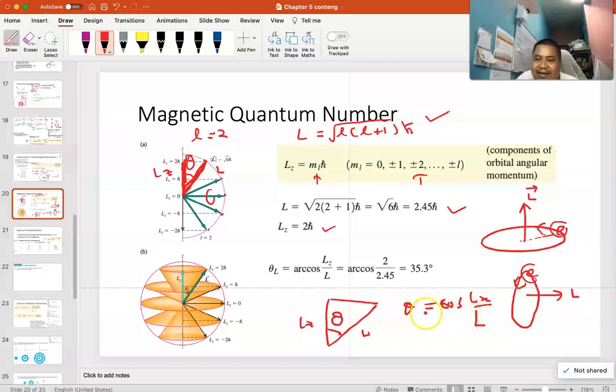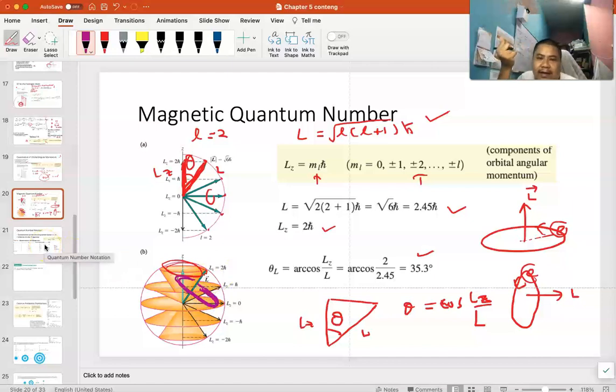Okay, jadi boleh letak LZ sama dengan berapa? LZ sama dengan ML H bar, dan L ni bersamaan dengan, awak boleh ukur lah. Jadi untuk case L sama dengan 2, awak boleh dapat ini, which is 35.3 degree. Dan momentum ni memang dia berputar-putar macam ni. So L bar yang ini mewakili elektron yang orbiting in this direction. Awak tengok dah macam complicated kan, tapi that works. Okay, so orbiting electron in this way.